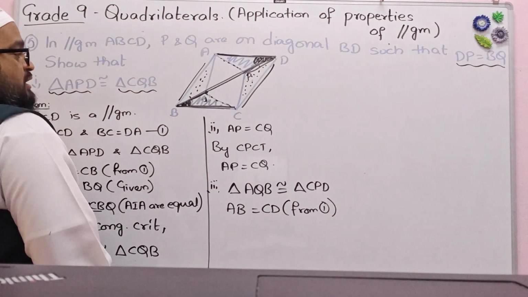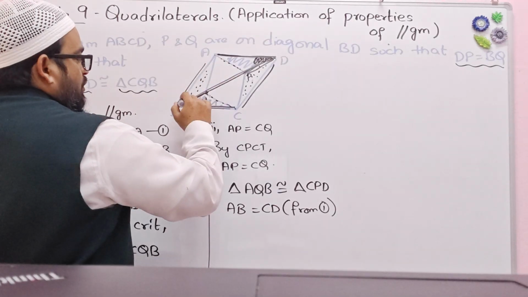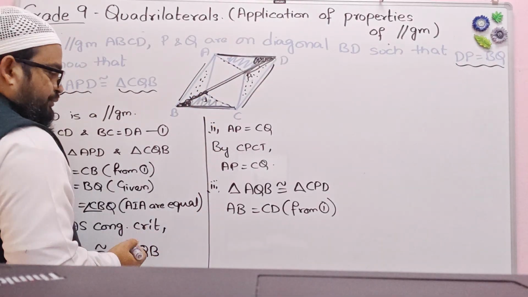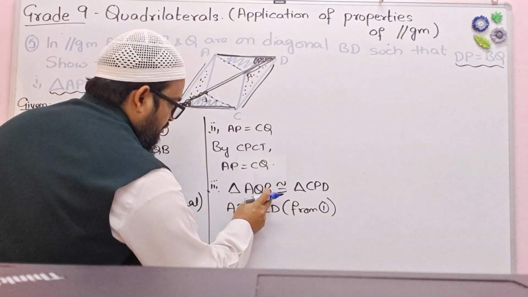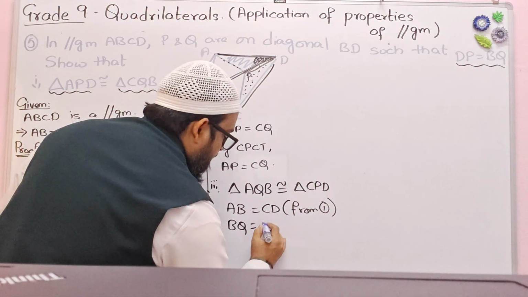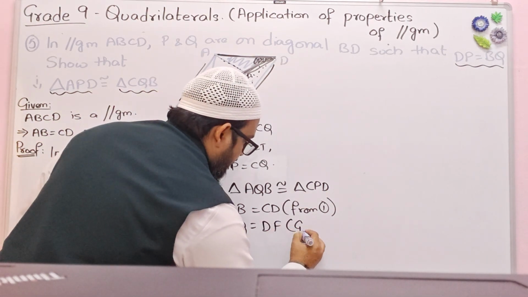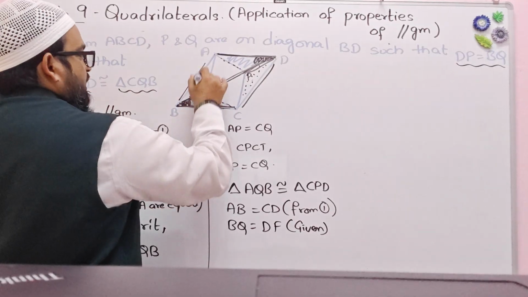And next, what is equal? What do you say about BQ? Yeah, it is given, right? BQ is equal to DP. So BQ is equal to DP. Given. Now these two sides are equal, okay? These two sides are equal.